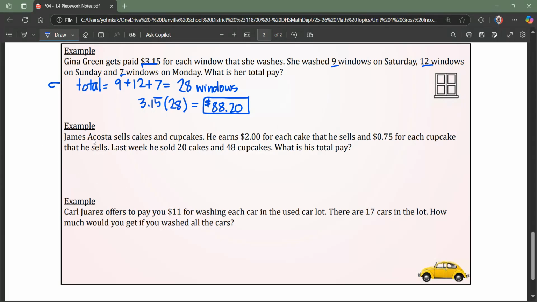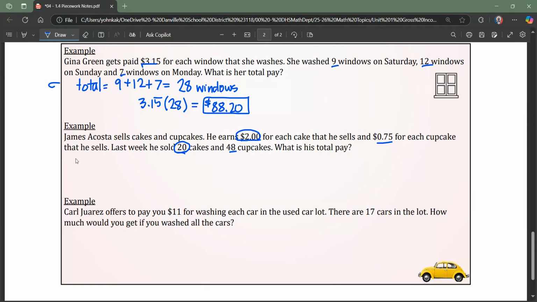All right, next example, James Acosta sells cakes and cupcakes. He earns $2 for each cake that he sells and 75 cents for each cupcake that he sells. Last week he sold 20 cakes and 48 cupcakes. What is his total pay? All right, looks like we have cakes and cupcakes here. I'm going to circle the cake numbers to make it easier to find them. And then the cupcake numbers are the underlined ones.